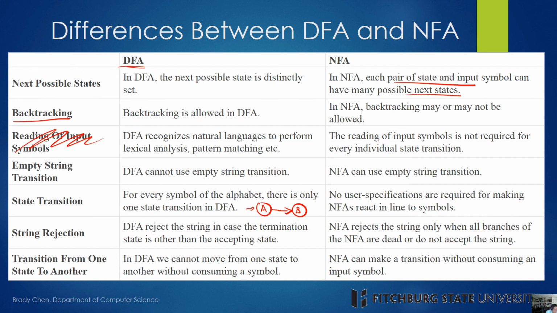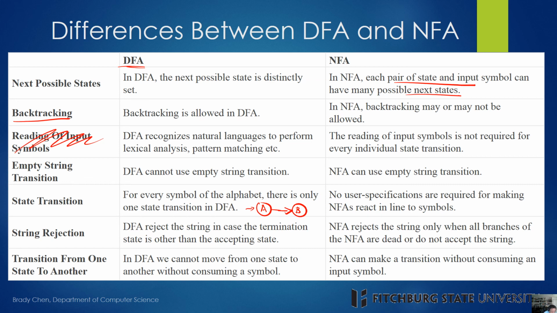Now, string rejection. A DFA rejects strings when in each case the termination state is other than an accepting state. Because the transition is well defined, with the current state, for each input value, the next state is uniquely defined. So if, using the deterministic finite automaton, the last state is not an accepting state, then we reject the string.